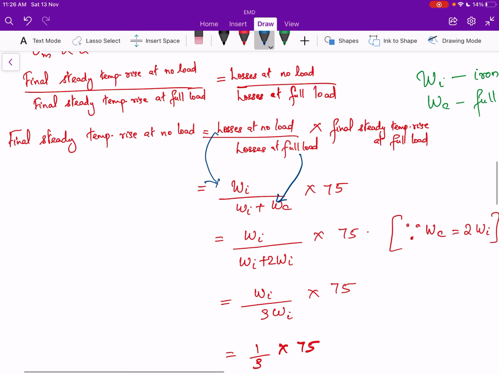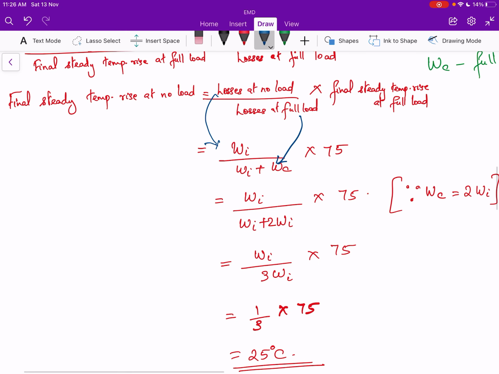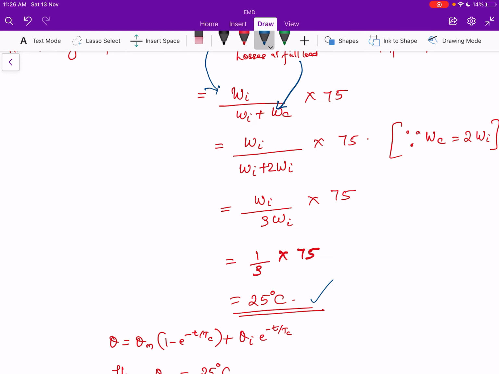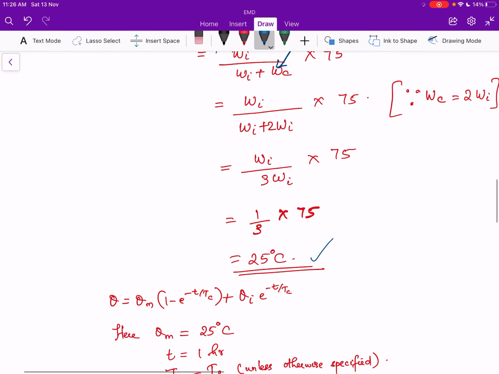So we can calculate the final steady temperature rise at no load, and we will get that as 25 degrees Celsius. Now we can calculate the temperature rise at the end of the cooling cycle. So that will be equal to theta m into 1 minus e raised to minus t by tc plus theta i into e raised to minus t by tc, where tc is the cooling time constant.